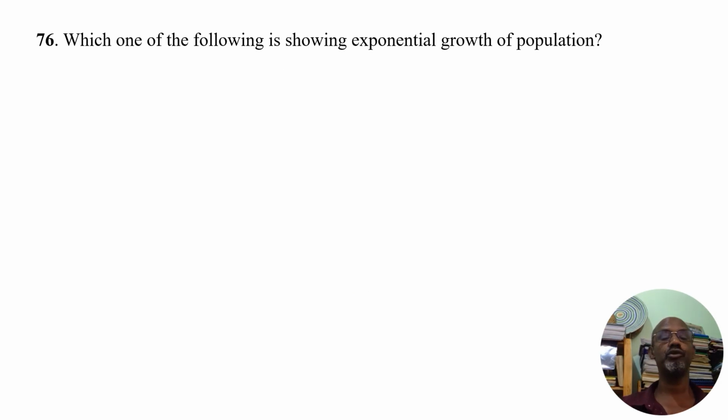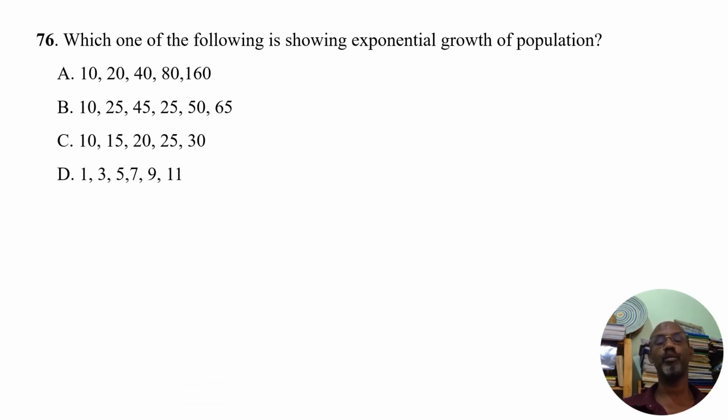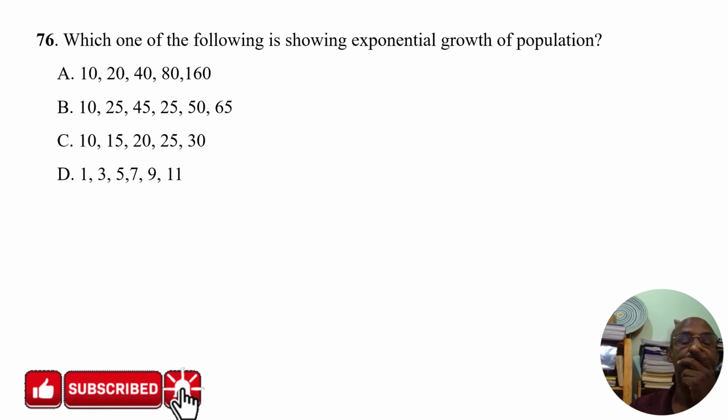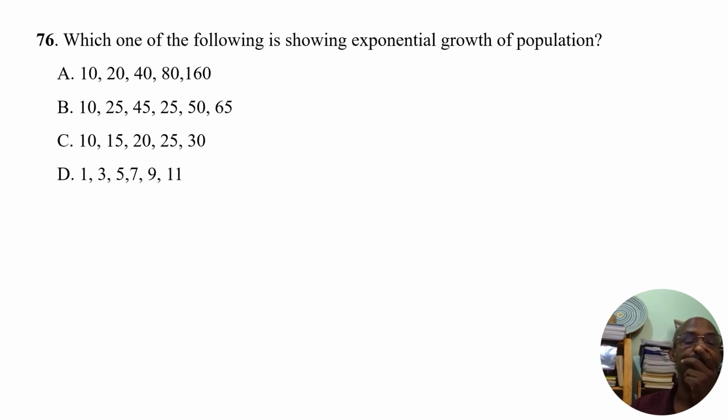Question number 76. Which of the following is showing exponential growth of population? 10, 20, 40. Therefore, it's a matter of multiplication by a common ratio. That means if you multiply by 2 each time, 10 times 2 is 20, 20 times 2 is 40, 40 times 2 is 80, 80 times 2, that is exponential growth of population. Therefore, the answer is this one.